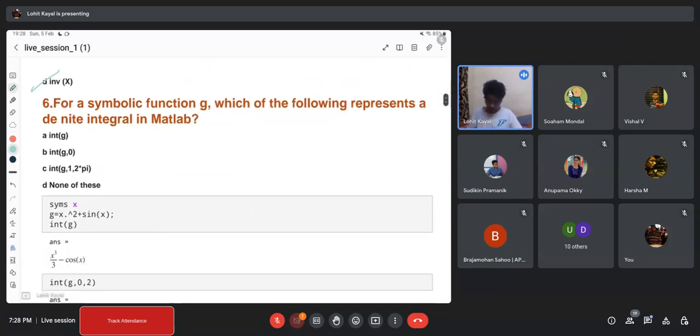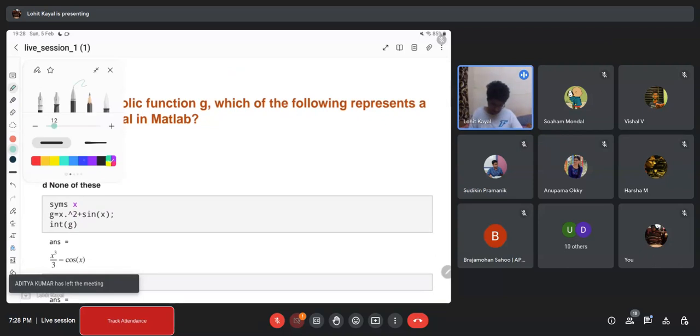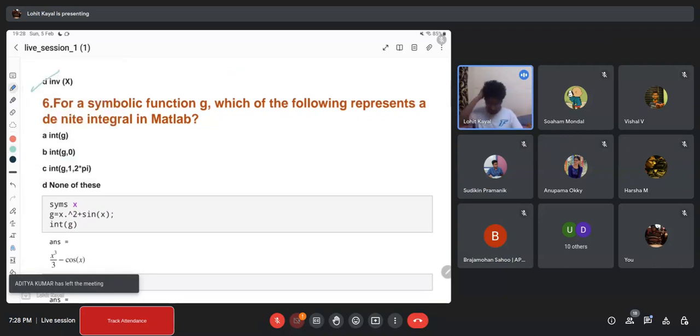Now again some more new things, so I will go very slowly over here. Now, symbolic computation, which MATLAB is mostly popular for. Did anybody raise a hand?